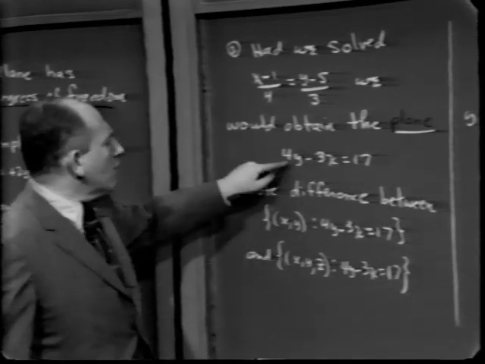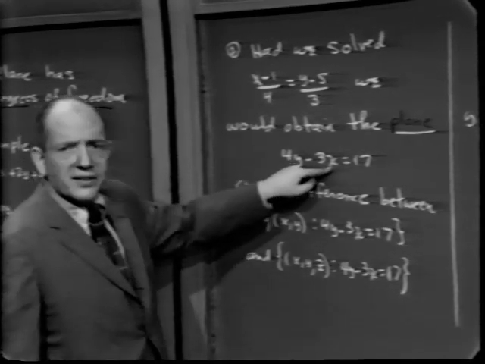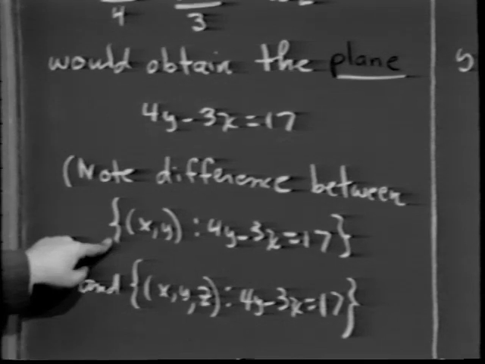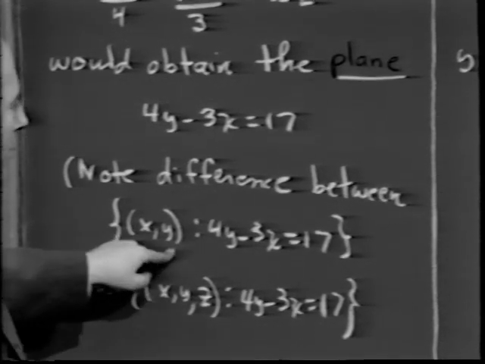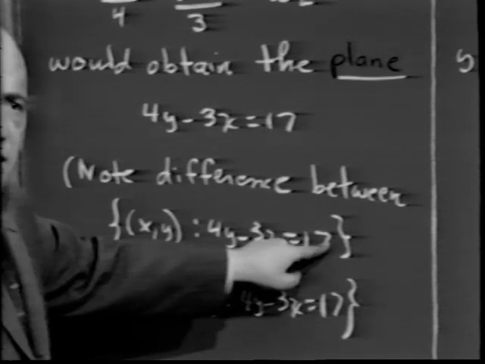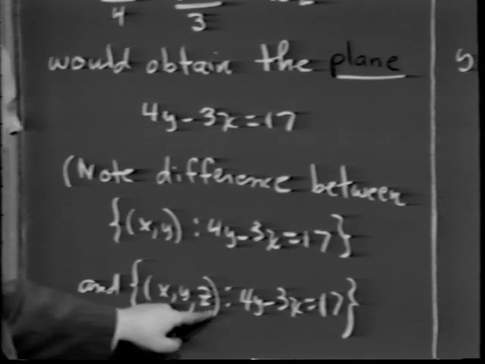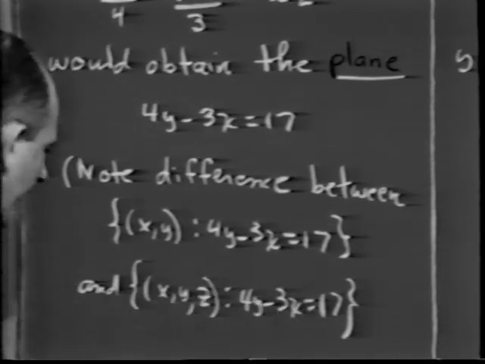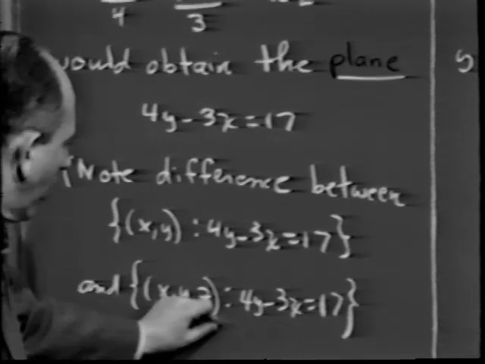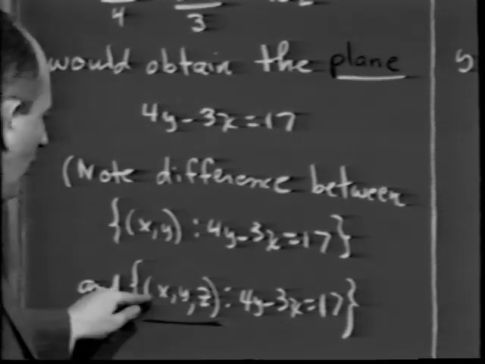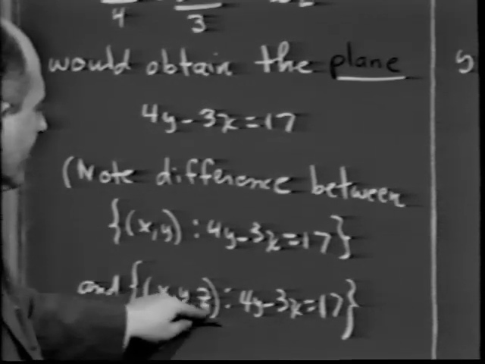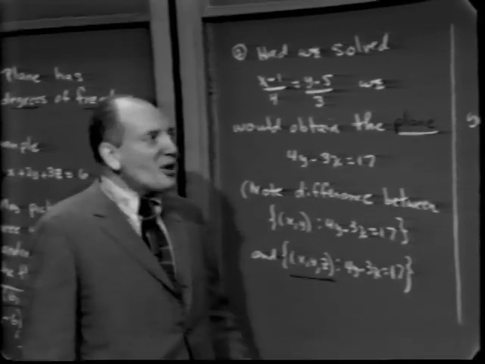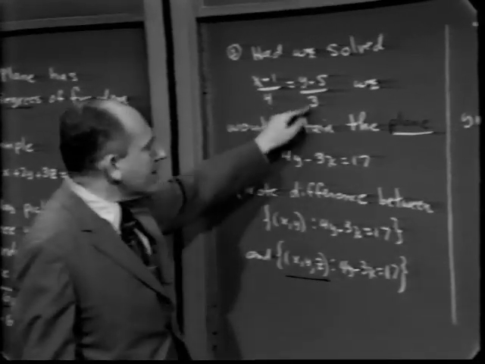The difference between whether 4y - 3x = 17 is a plane, or whether it's a line, hinges on whether we're talking about the set of pairs (x, y) such that 4y - 3x = 17, or whether we're talking about the set of triplets (x, y, z) such that 4y - 3x = 17. In this particular example, we're talking about points in space. In other words, our universe of discourse is the points (x, y, z), not the points (x, y).